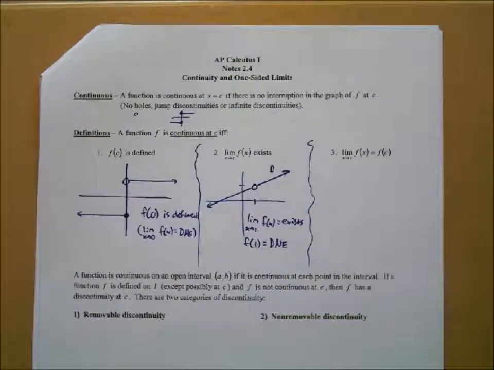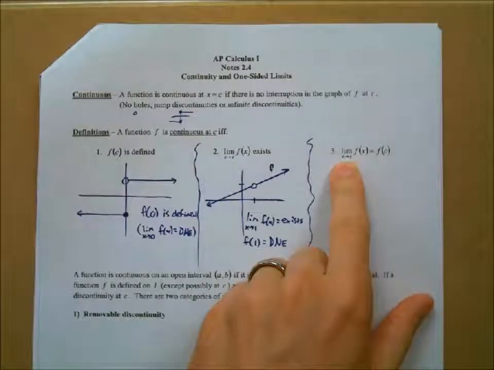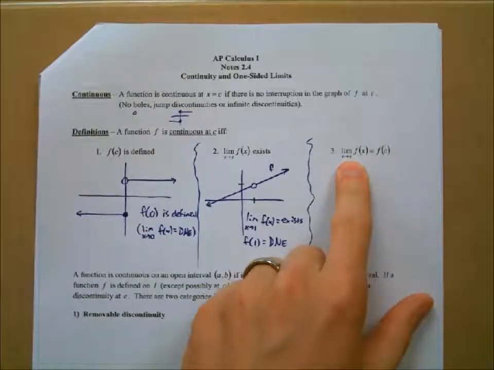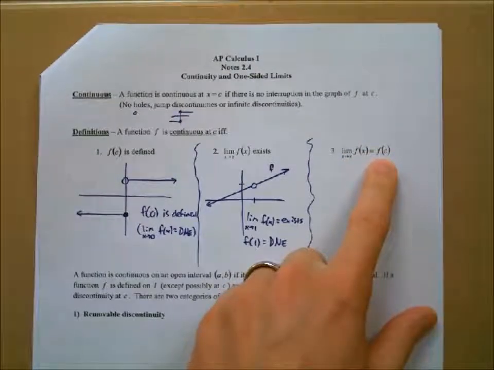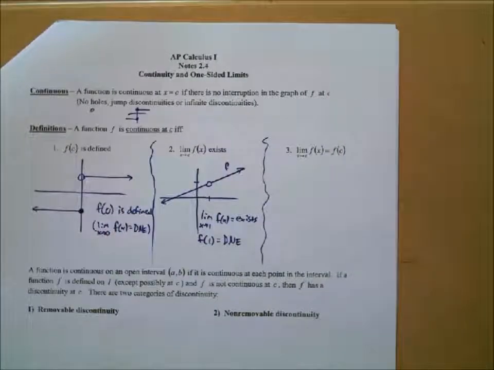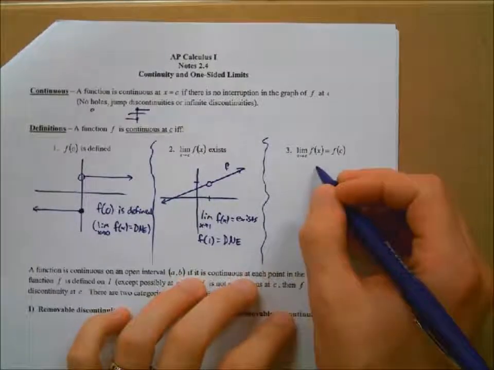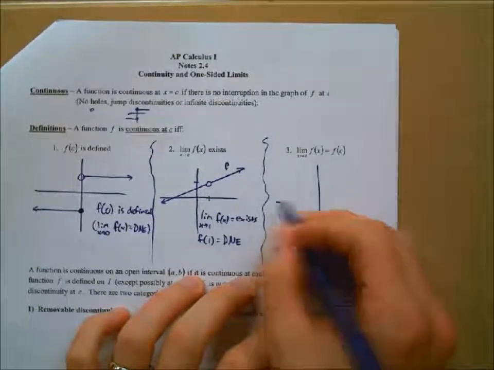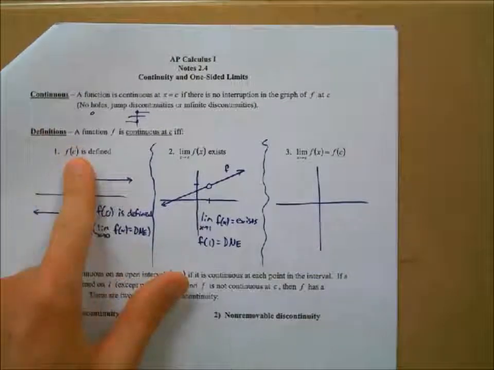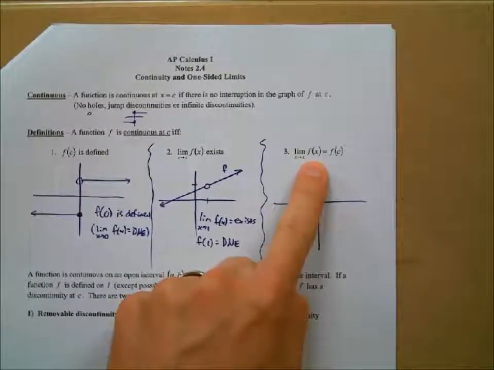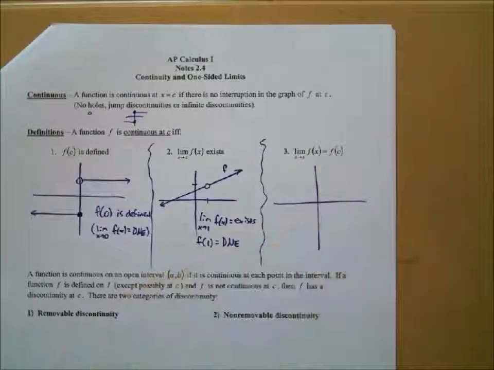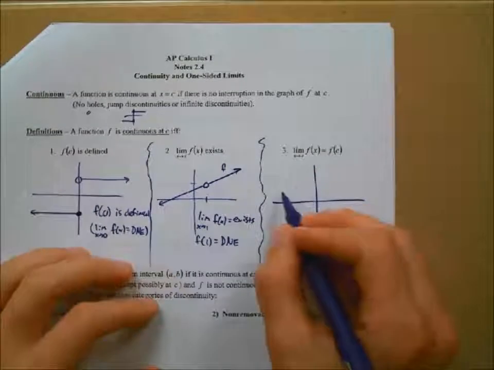And then one final piece here: the limit of the function as x approaches c must be the exact same value as the function value at c. Let me show you again what that would look like if it didn't hold true. In other words, the function can be defined, the limit can exist, but if the limit as x approaches c of the function is not the same as the function value at that c, still not continuous.